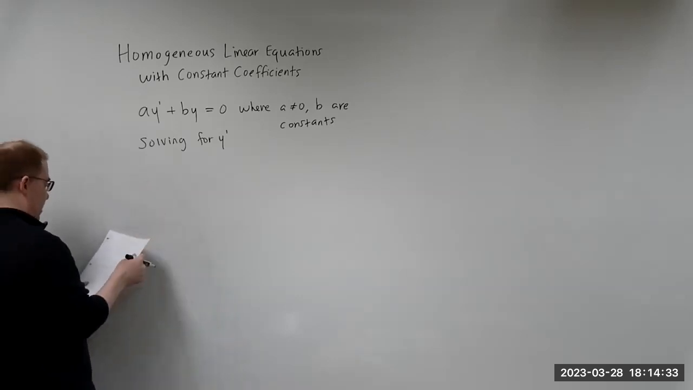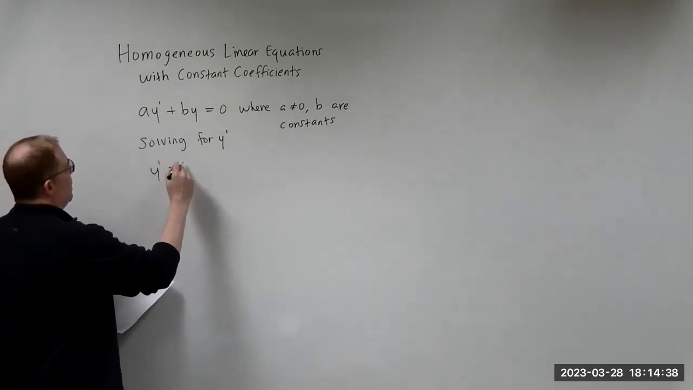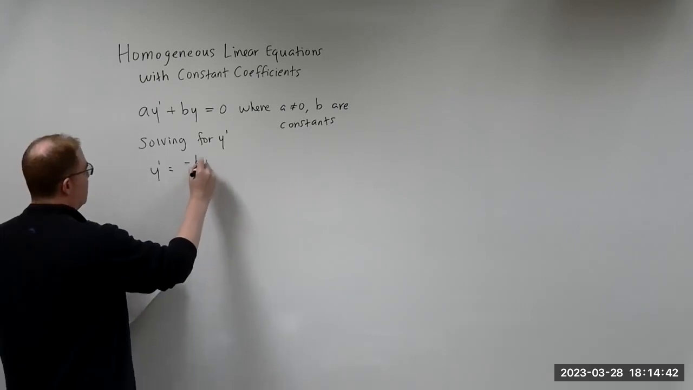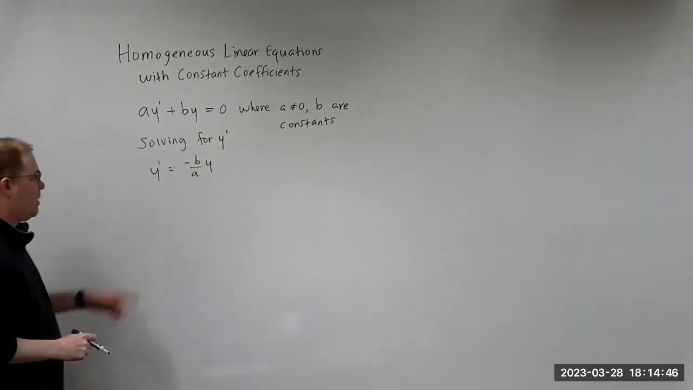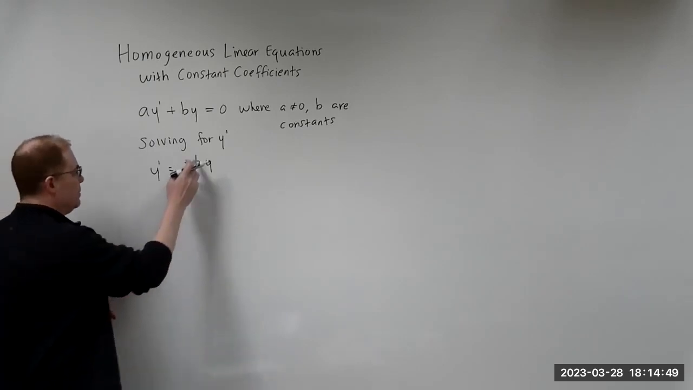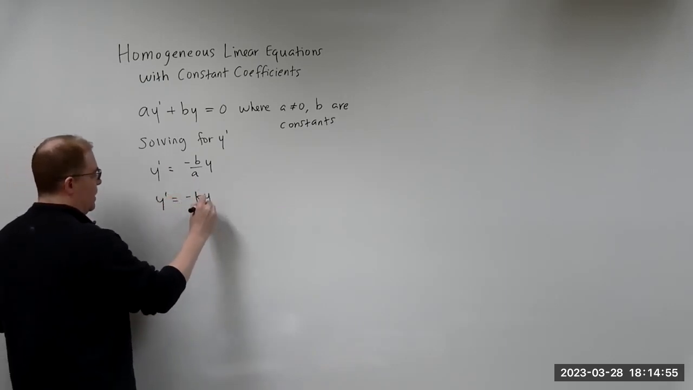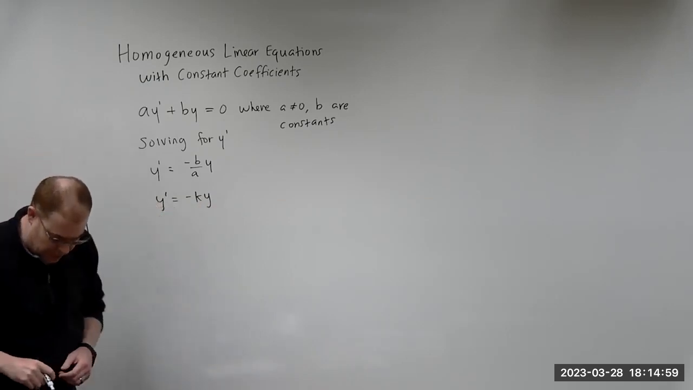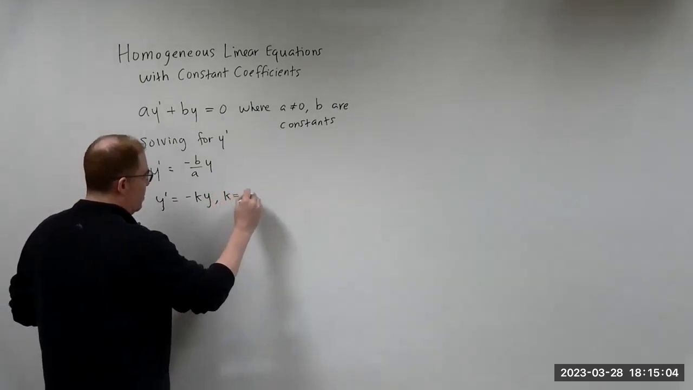So we basically have y prime equals minus b over a times y, okay? And b over a, those are constants, right? So b and a are constants, so this is just a constant. So we can easily represent this by y prime equals minus k times y, okay? So nothing surprising here, where k is a constant.